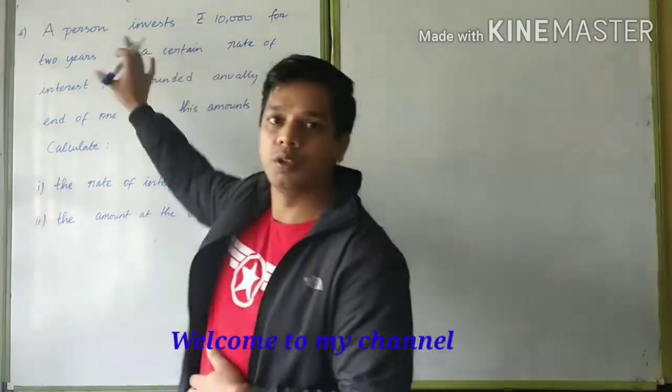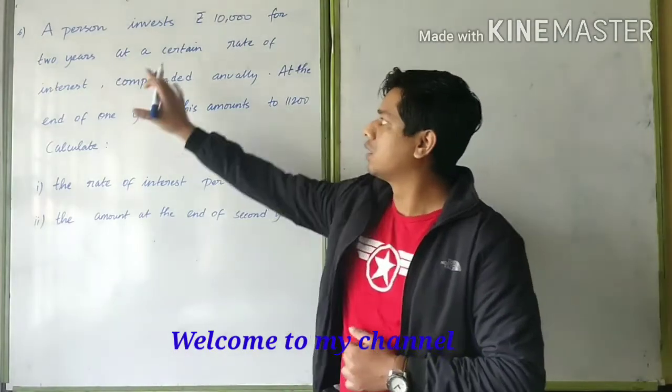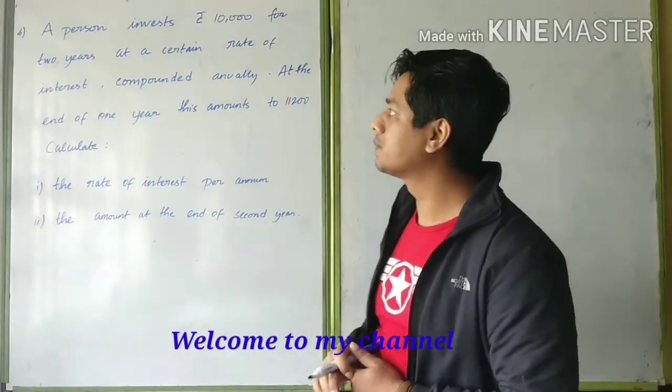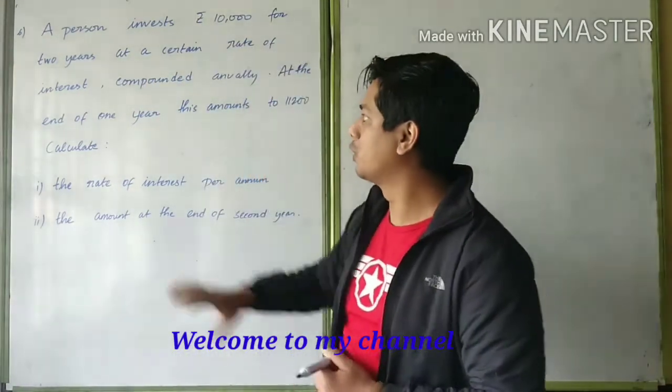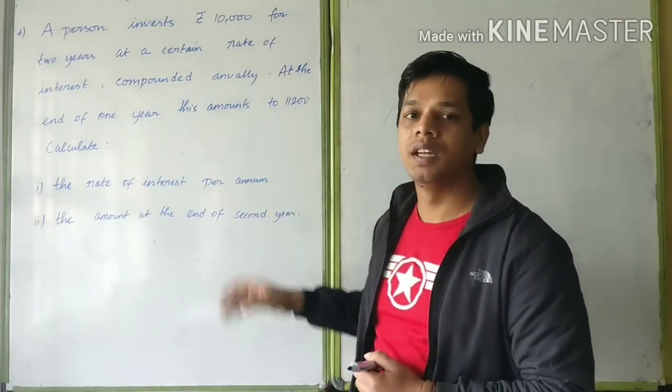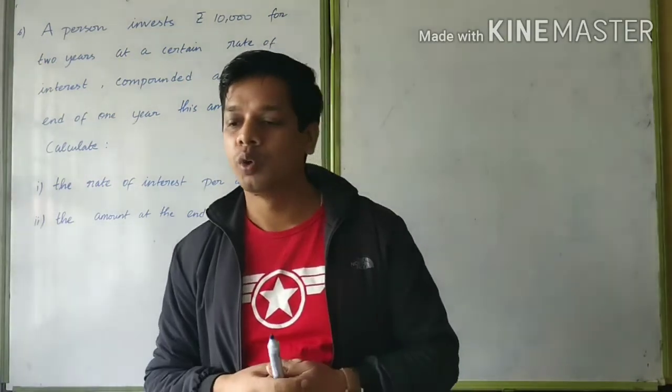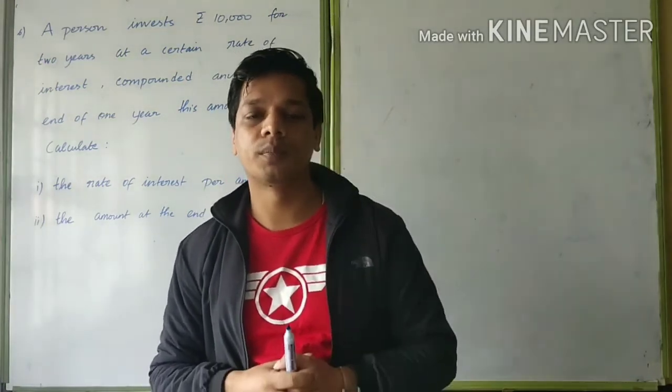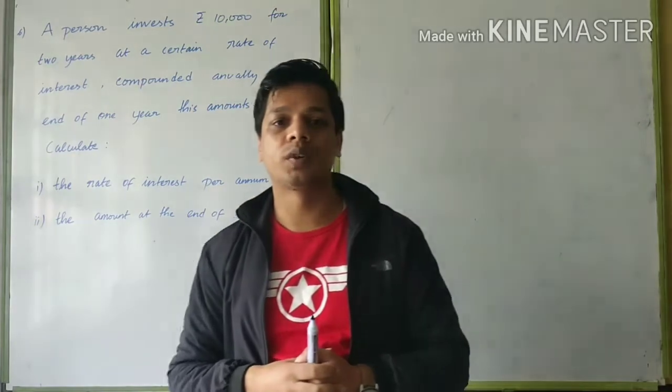Welcome back to the continuation of compound interest part 3. Today in this video we are going to do two sums. In the first sum we are going to find the rate of interest per annum, and in our next sum we are going to find the amount and compound interest where the rate of interest varies.